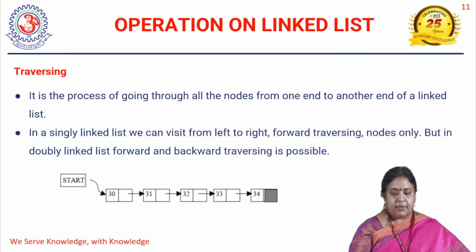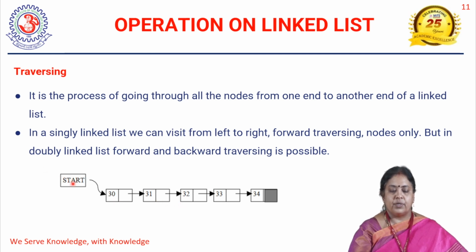And next, coming to the next operation, that is traversing. So what do we mean by traversing? Traversing is the process of going through all the nodes from one end to the other end of the linked list. For searching, for deleting, or for inserting at a specified location, we need the operation called traversing. That is moving from one node to another, by passing through the chain. Suppose this is a start node.